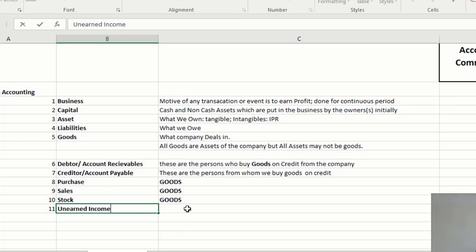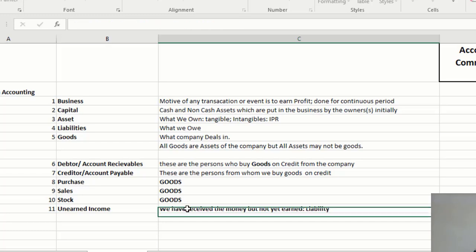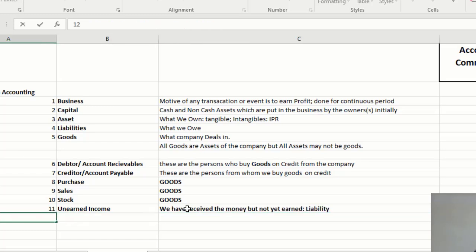So unearned income is basically money we have received but not yet earned. So it becomes our liability. We are learning very fast. Yeah, I am so happy.